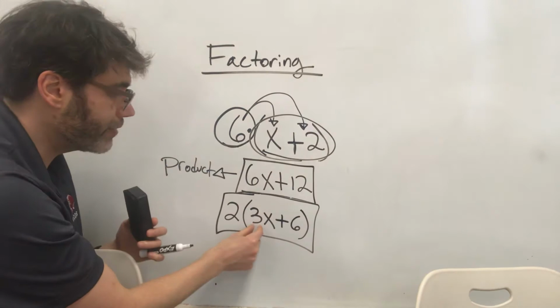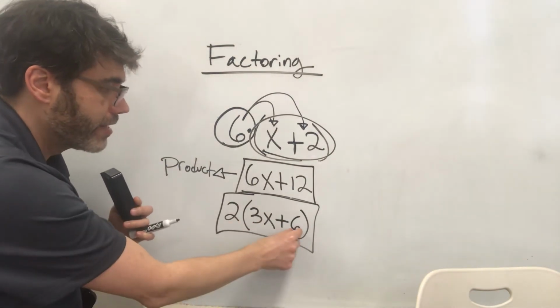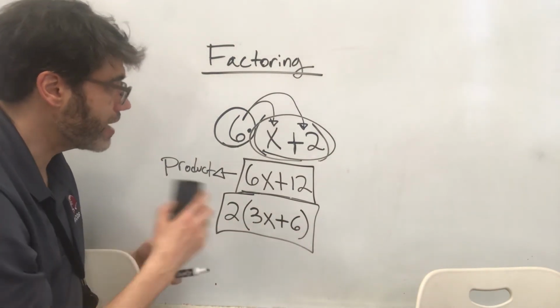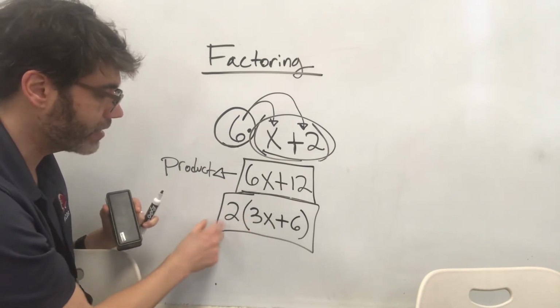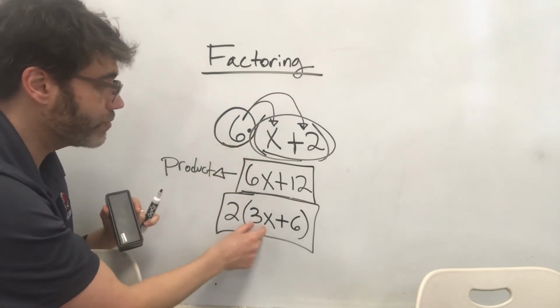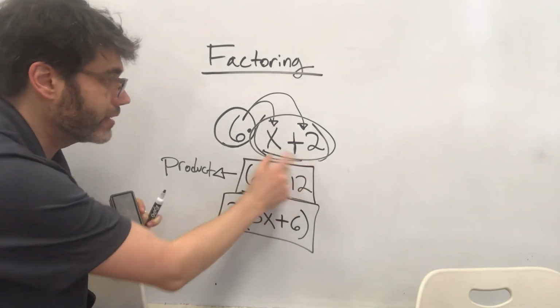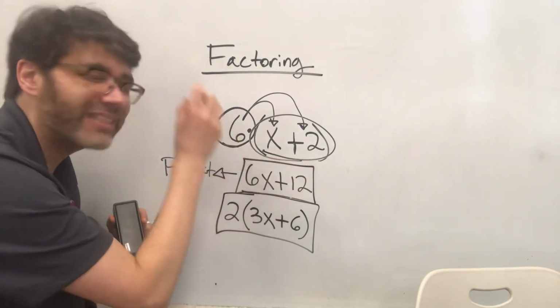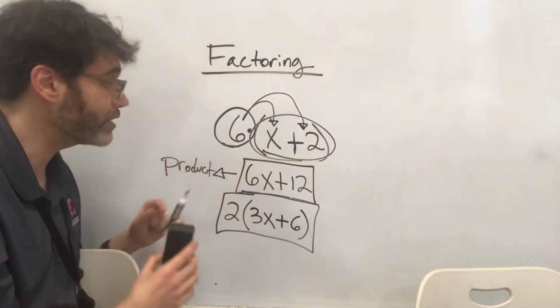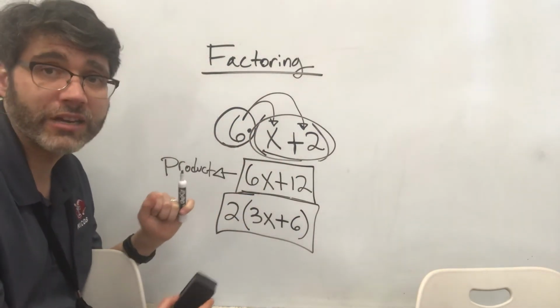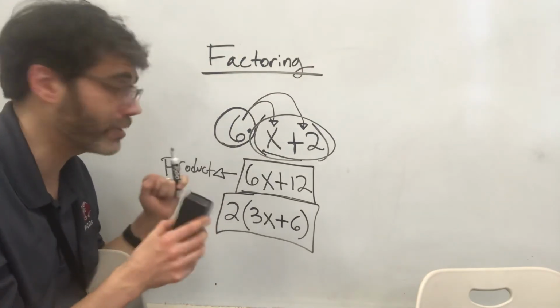If we want to pull out the 3 from here and the 3 from here, then we would be pulling a 3 onto the outside here. 3 times 2 is 6. And then we would just be left with x plus 2 in here. So 6 is the greatest common factor that you can pull out from each of these. And that's why 6 is going to be on the outside to fully factor this expression.